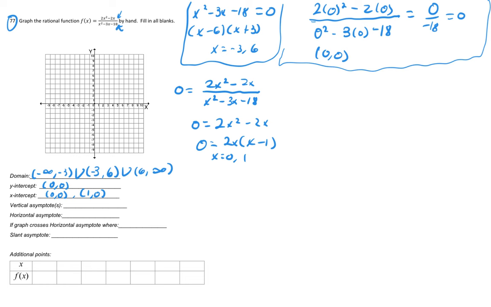It asks for vertical asymptotes, which we would have already found with our domain, but we'll express them as x equals negative 3 and x equals 6. Horizontal asymptote. We've not found that, but if we compare the order of the top and bottom, we have x squared to x squared. So then it would be 2 divided by 1 is equal to 2, or at y equals 2.